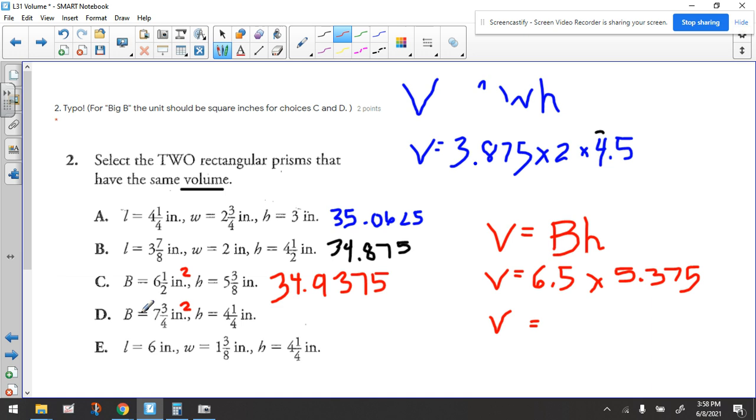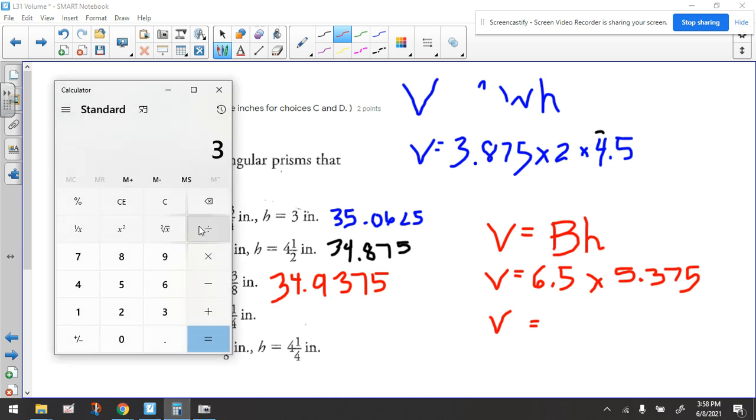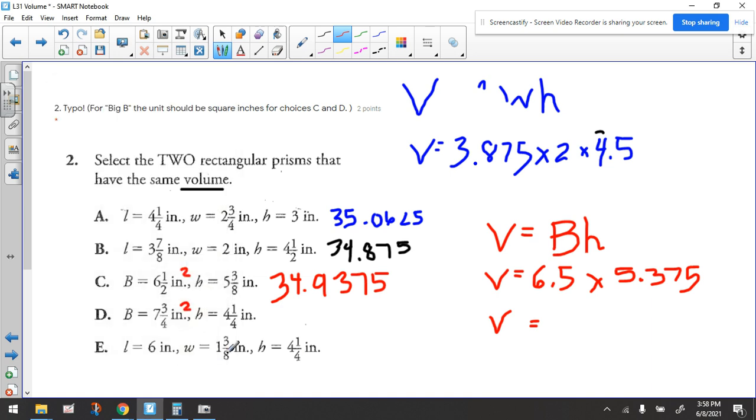All right, so you're going to do this one in the same way. This as a decimal would be equal to 7.75. This as a decimal would be equal to 4.25. Multiply those two numbers together and see if you get any of these. And then for this one, you're going to multiply 6 times, and then to find what 3/8 is as a decimal, you can do 3 divided by 8, and you get that number, right? So it's going to be 1 and then the 0.375 times 4.25. And one of these will match the other. You want to pick the two that have the same volume.